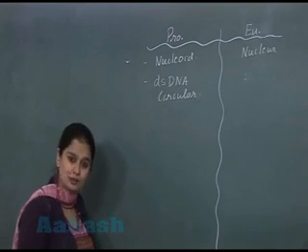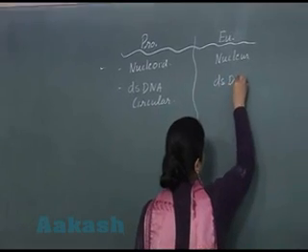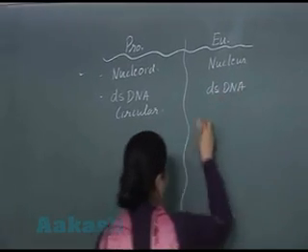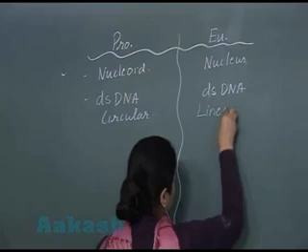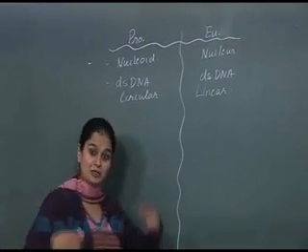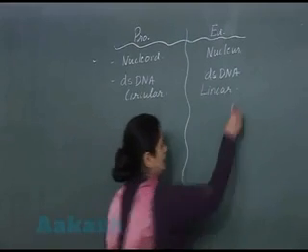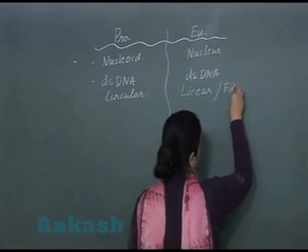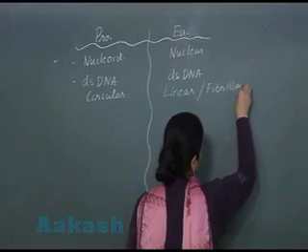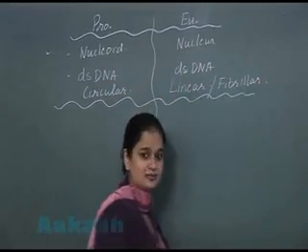In the case of the eukaryotes, again one of the components which is present is double stranded DNA. But now this double stranded DNA is linear. The two ends of the DNA are free. Linear DNA is also known as fibrillar one. Right?